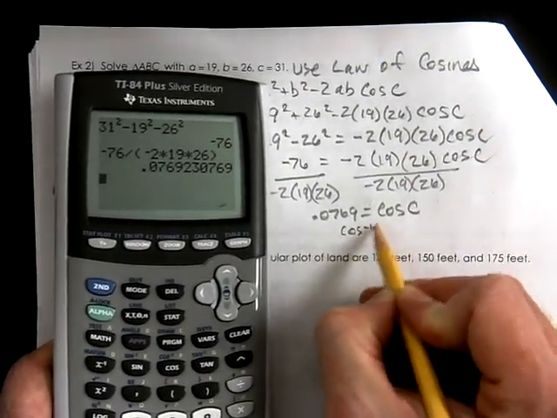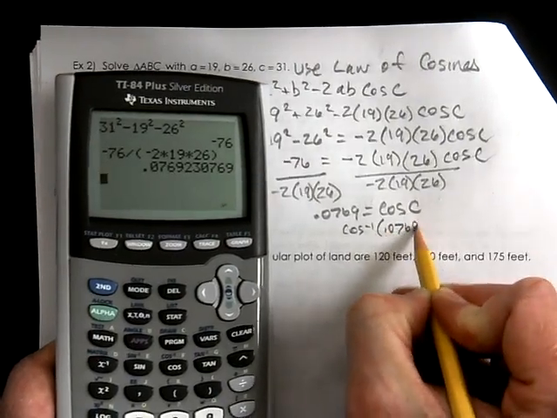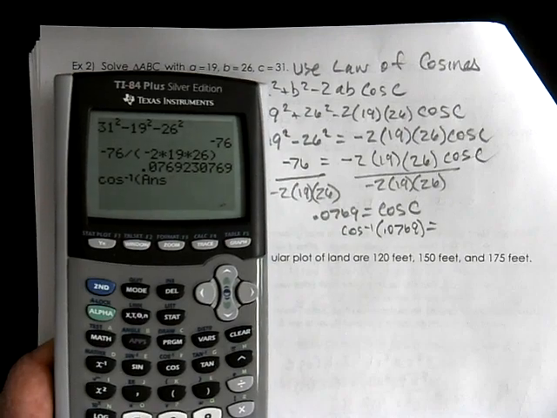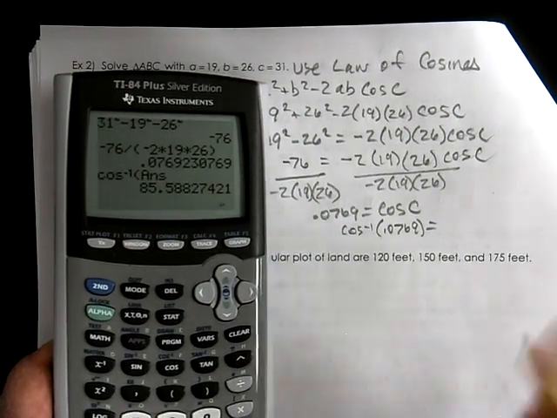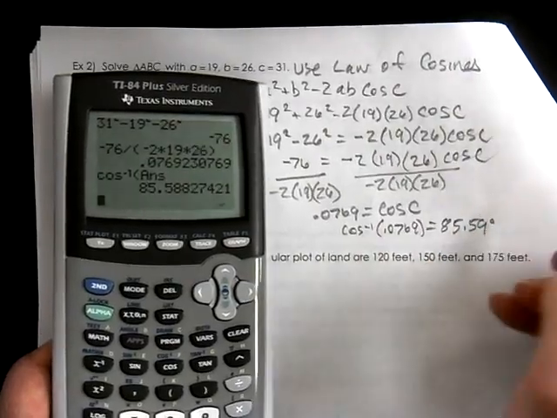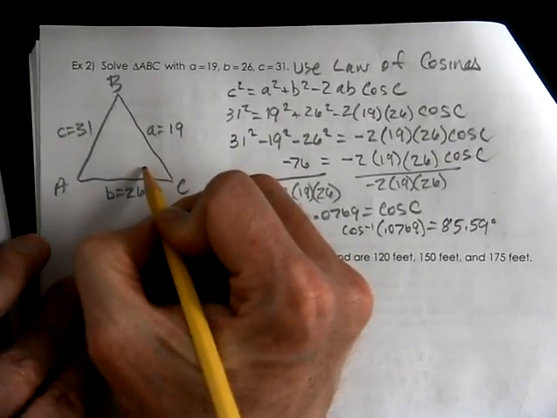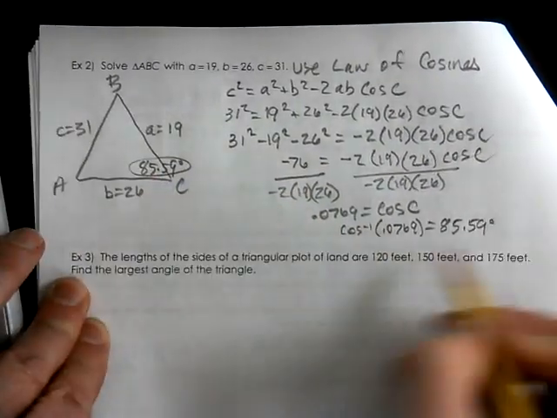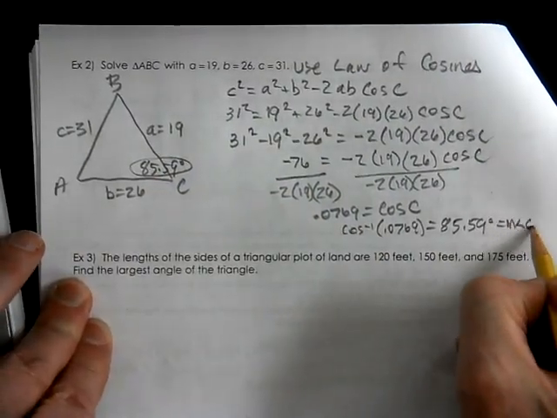So we're going to do cosine inverse of 0.0769. That's the inverse of cosine. Don't make a mistake and hit sine. And that gives us 85.59. So we have 85.59 as our largest angle. That's the measure of angle C.